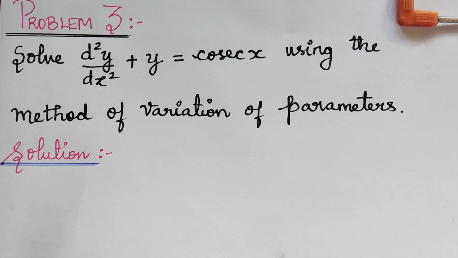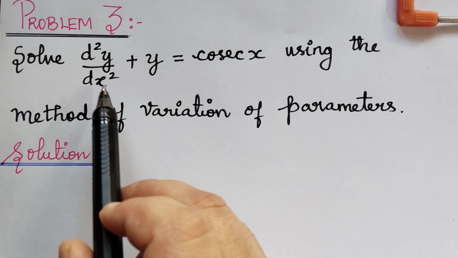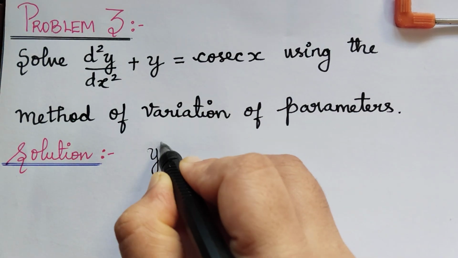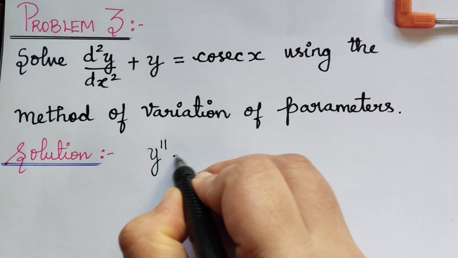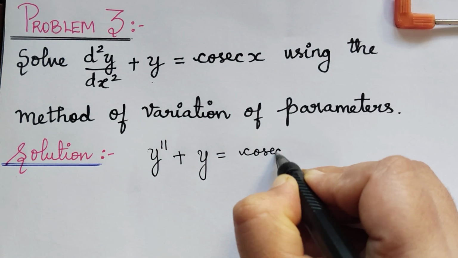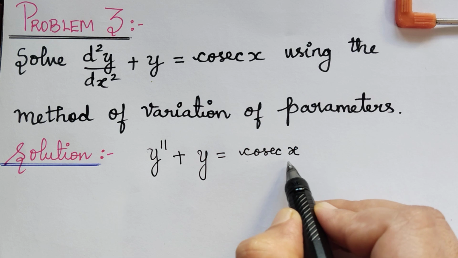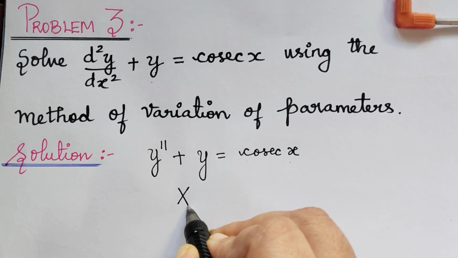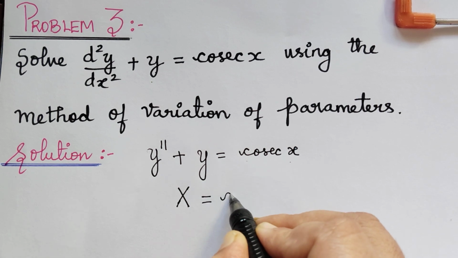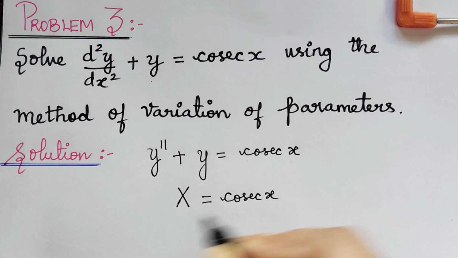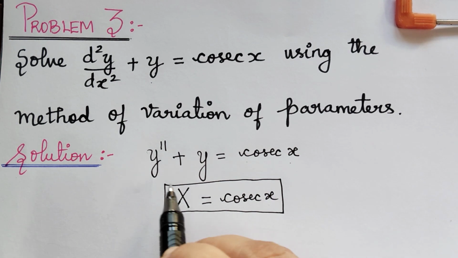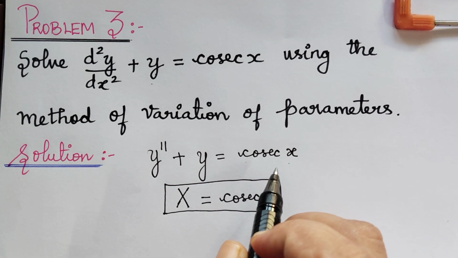First of all, we shall write the given equation in the normal form. We know that d square y by dx square is represented as y double dash, so we have y double dash plus y is equal to cosecant x. Whatever is on the right, we take it to be capital X, a function of small x. So capital X is equal to cosecant x.